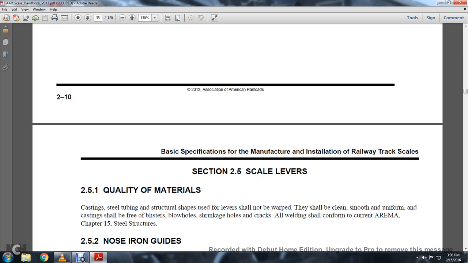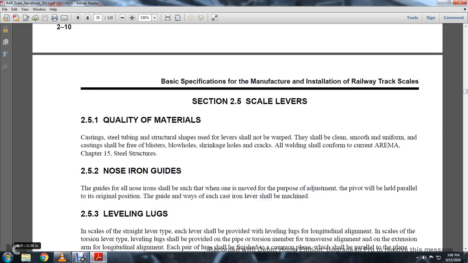Section 2.5 Scale levers. 2.5.1 Quality of the materials. Casting, steel tubes, structural shapes. Use of levers shall not be warped. They shall be clean, smooth, and uniform, with the casting shall be free of blistering, blowholes, shrinkage holes, cracks. All welding should conform to the current AREMA Chapter 15 steel structures.